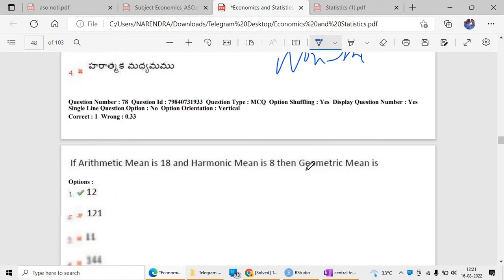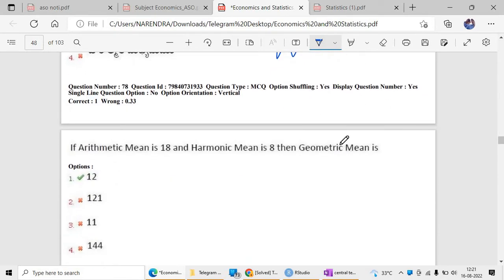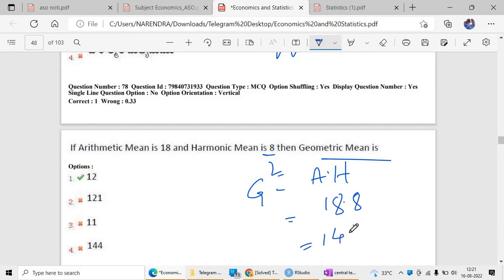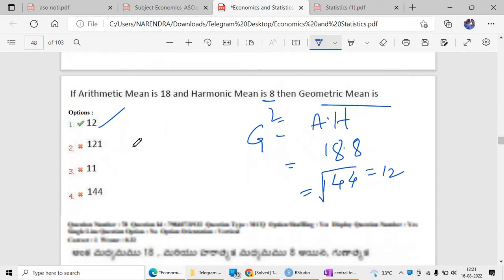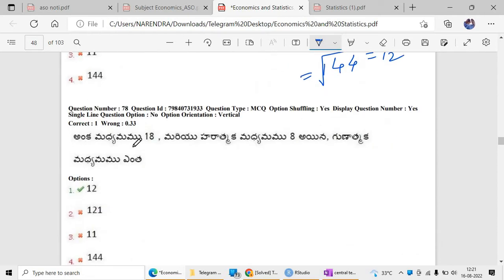See, this type of question we already discussed. Arithmetic mean is 18, harmonic mean is 8, then what is the geometric mean? The relationship is G squared equals A into H. So 18 into 8 is 144, and when you take the square root, it is 12. Very simple questions. They give 1 minute for each question, and you can solve within some seconds.